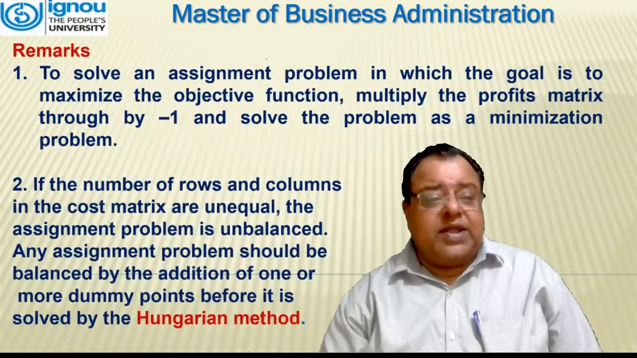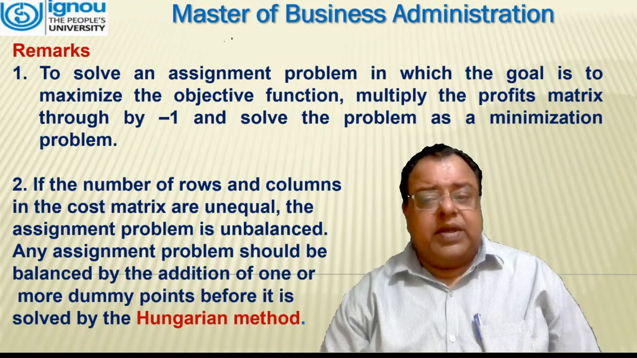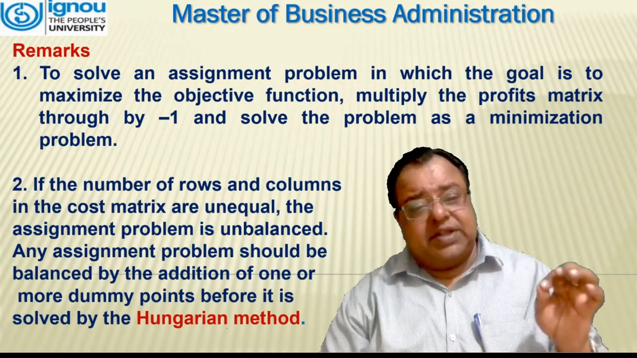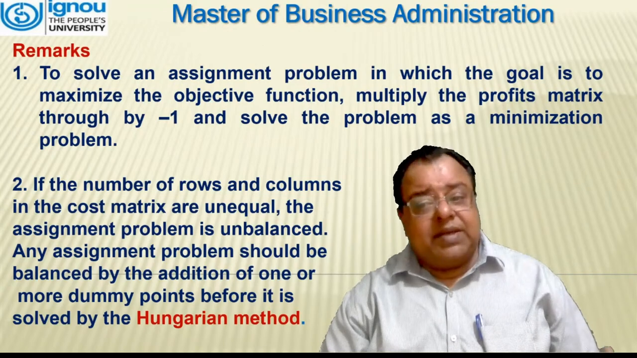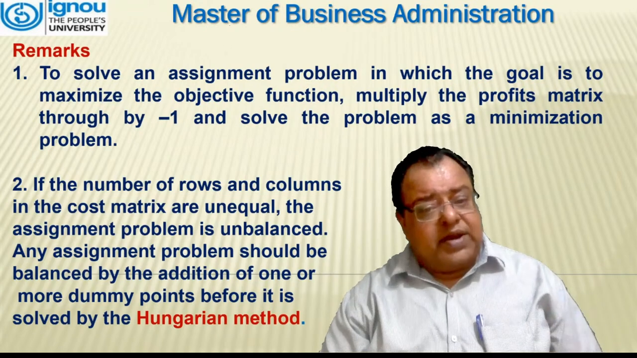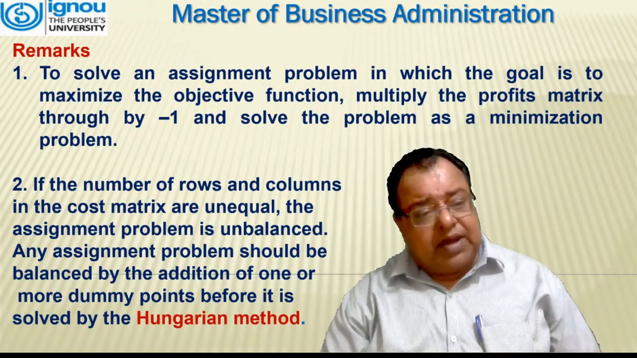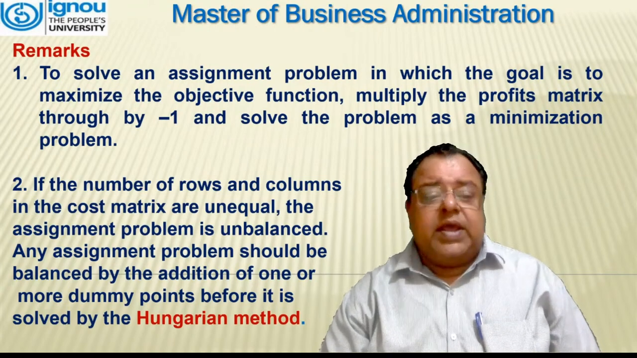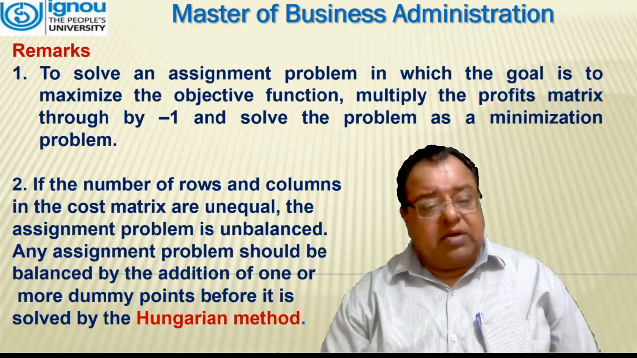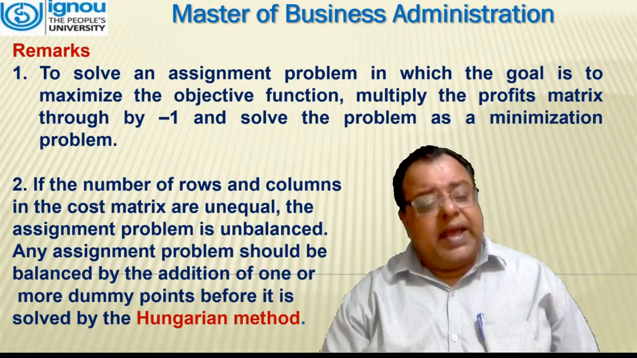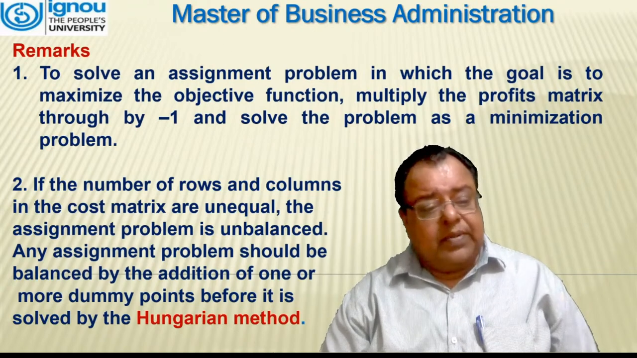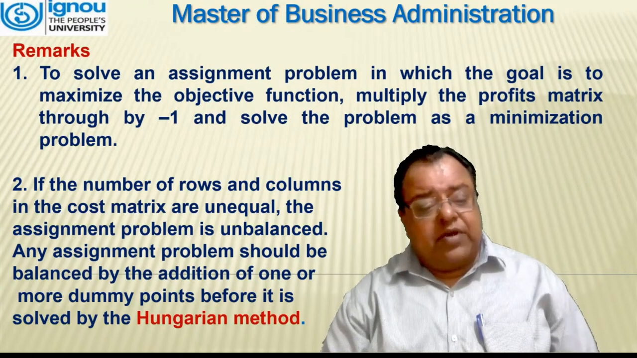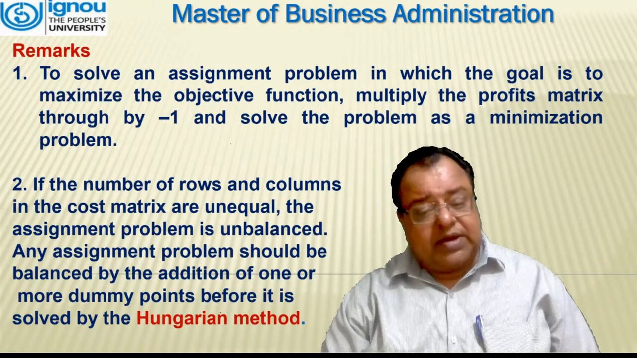There are some remarks for that. Number 1: to solve an assignment problem in which the goal is to maximize the objective function, multiply the profits matrix by -1 and solve the problem as a minimization problem. Number 2: if the number of rows and columns in the cost matrix are unequal, the assignment problem is unbalanced. Any assignment problem should be balanced by the addition of one or more dummy points before it is solved by the Hungarian method.